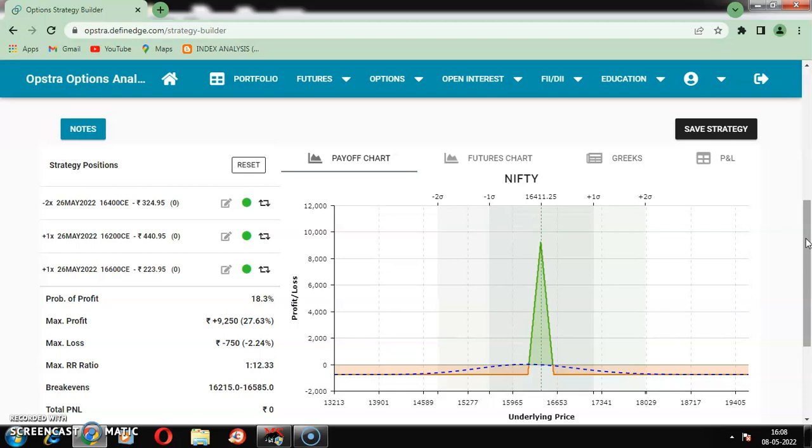What you have to do is sell two at the money calls, and simultaneously buy one in the money call and one out of the money call, and the distance from ATM should be 200. It means the at the money call is 16,400, so the in the money call would be 16,200, I mean minus 200. It should be equidistant, and simultaneously the out of the money call would be 16,600, when you add 200 to 16,400. That equidistance should be maintained, right?